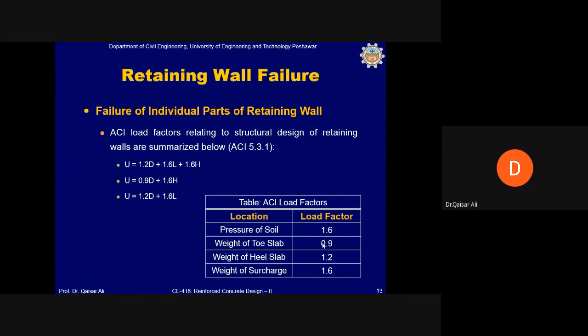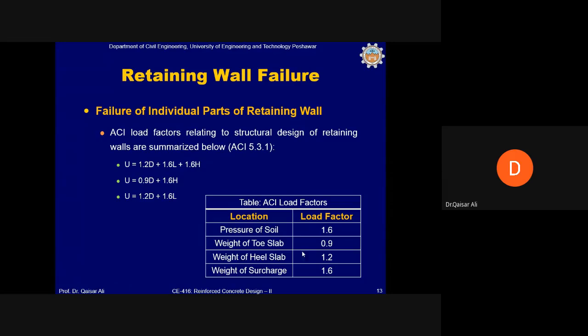Okay, the weight of all the retaining wall components will be multiplied by 1.2, because, as you know, dead load is always multiplied by 1.2, and the horizontal pressure from the backfill is treated like a live load. Therefore, it is multiplied by 1.6.